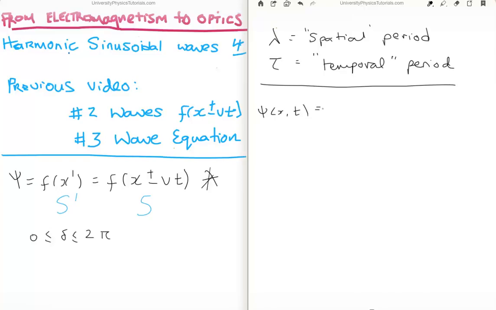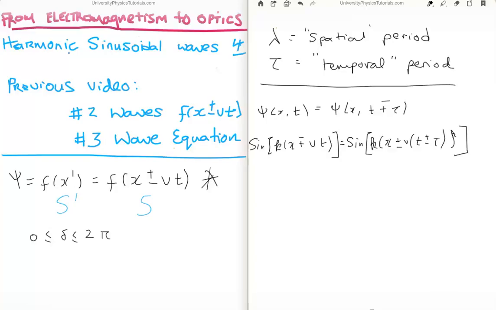So we need to apply the exact same argument. So this time, psi of x of t is going to be the same if we move the time by one temporal period, whether we move forwards or backwards. So that of course means that we have the sine of k outside of x plus or minus vt is going to be the same if we do the following. Now I know the brackets are looking a bit dodgy, but we also saw that's the same as moving by 2 pi.